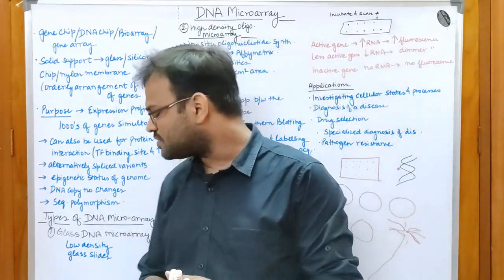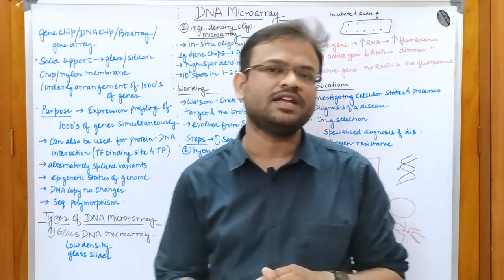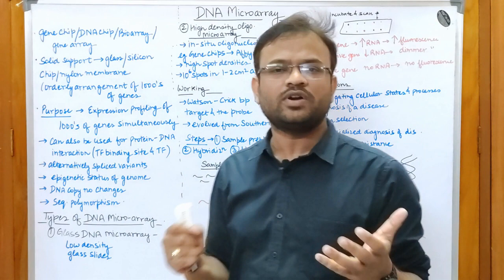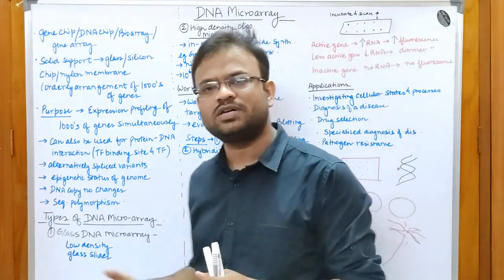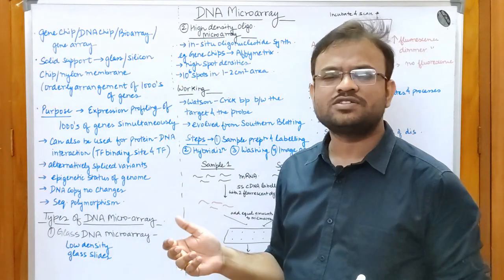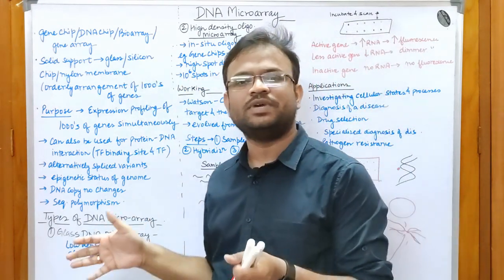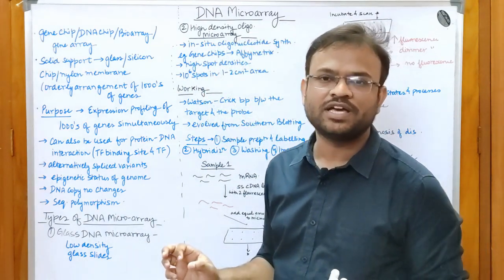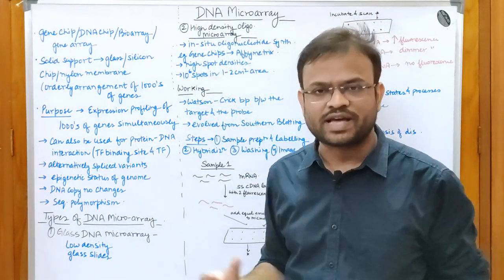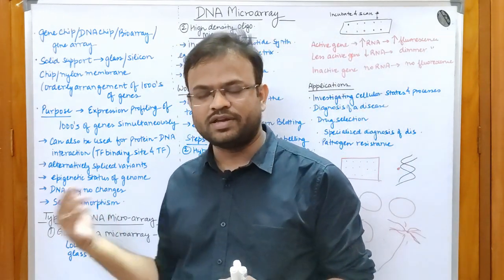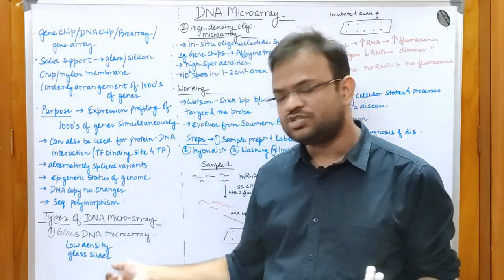What are the different types of DNA microarray? Understand this, that DNA microarray can be divided into 2 major portions. So what are the 2 major portions? Depending upon the solid support that I was talking about over here. So what is the solid support that you are using? This is the main thing. If you are using a glass DNA microarray, that means you are using a regular glass slide. That is called low density DNA microarray, and this uses glass slide.